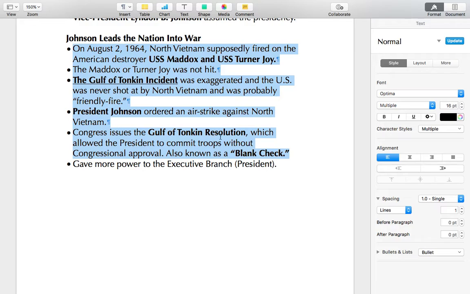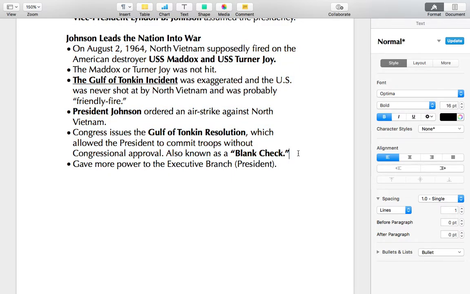He will also go to Congress and ask for a resolution. That becomes known as the Gulf of Tonkin Resolution here. And what the Gulf of Tonkin Resolution did is it basically allowed the President of the United States to protect the United States any way he seemed important, vital. As a result, Congress basically gave up their power to declare war. Johnson was able to fight a war without technically declaring war.